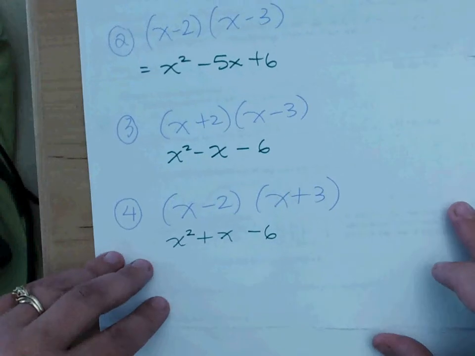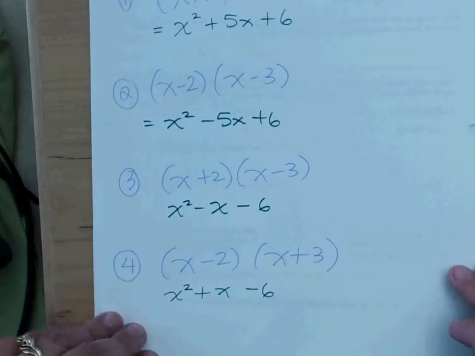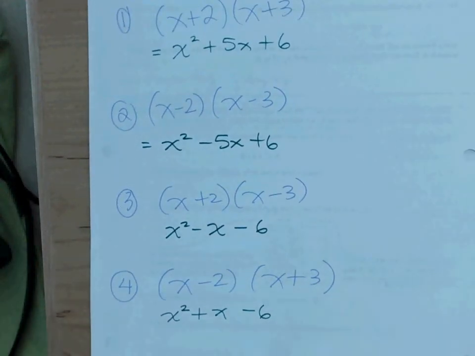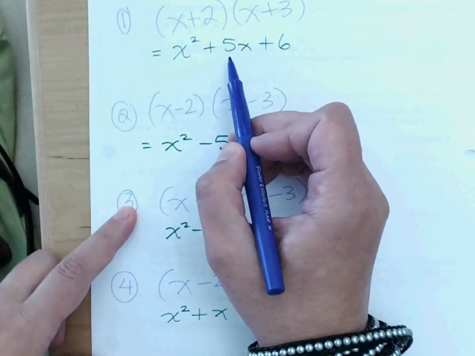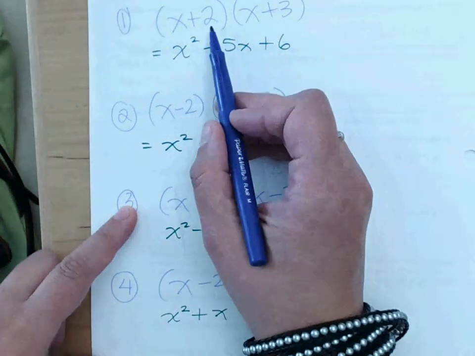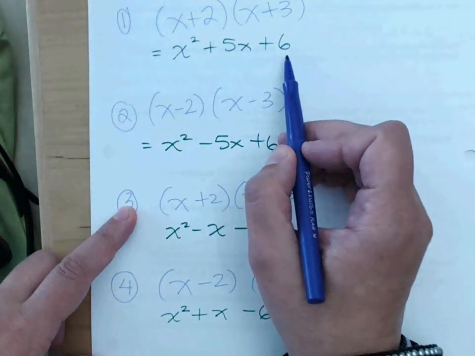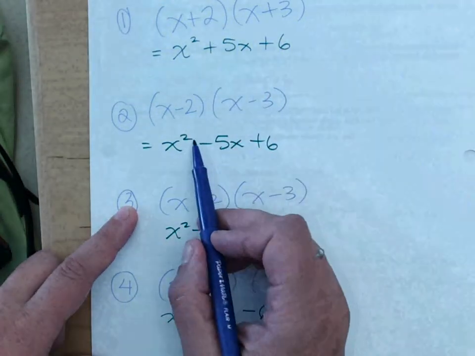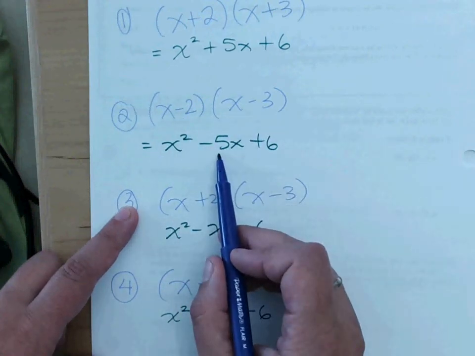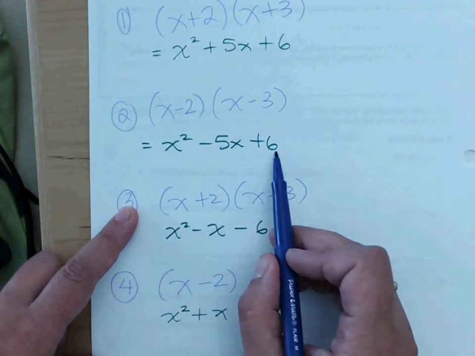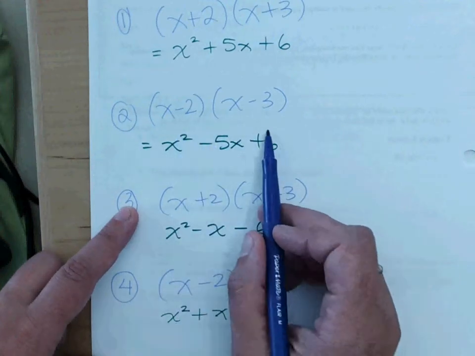Okay. Now let's look at some patterns and let's look at some signs. So factoring is the opposite of FOILing. When we multiply, you FOILed and you combine like terms. What do you do to 2 and 3 to get 5? Add them. What do you do to 2 and 3 to get 6? Multiply them. Adding -2 and -3 gives you a -5. Multiplying a negative times a negative gives you a positive.